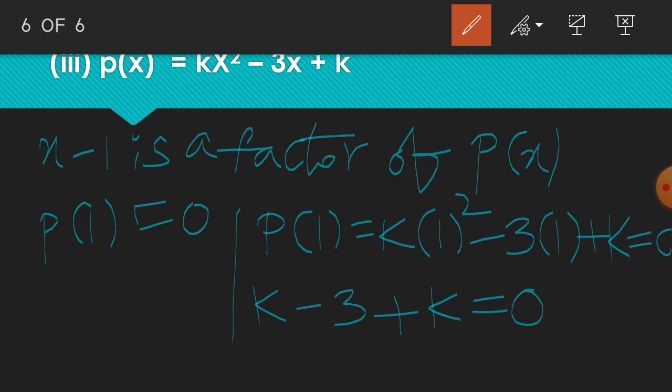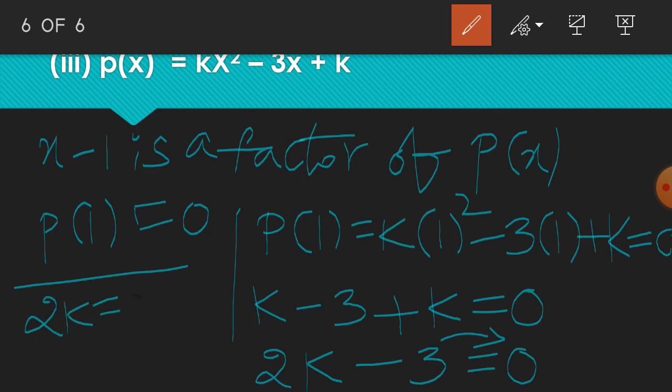Now how many k's are there? 2 k's. So it becomes 2k minus 3 equal to 0. Taking this 3 to the other side, it becomes 2k equal to 0 plus 3. 2k equal to 0 plus 3 is 3. Therefore k equal to, taking 2 to the other side, we get 3 by 2. This is the final answer when you replace x with 1.